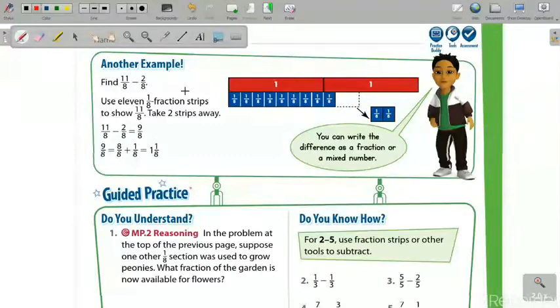So first thing is I want you to look at what they're asking you to do here up in the example. So you see you've got some options, right? It also says you can write the difference as a fraction or a mixed number. Remember, difference means it is subtraction. And a mixed number looks like this, where you've got a whole and a fraction like the answer here. Now they used strips, and you can do that as well if that helps you do it.